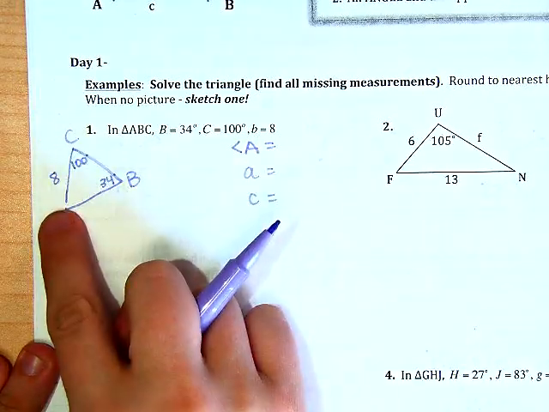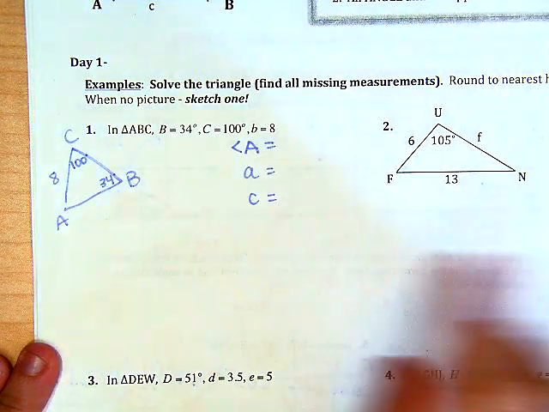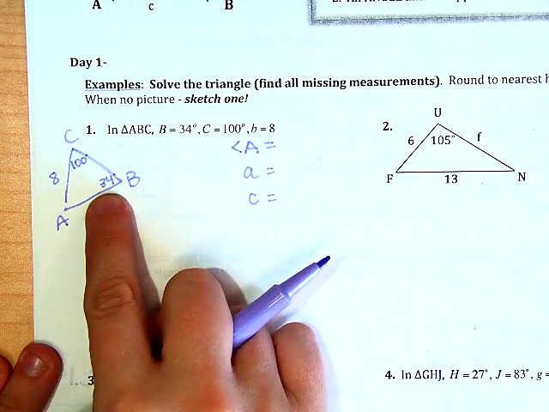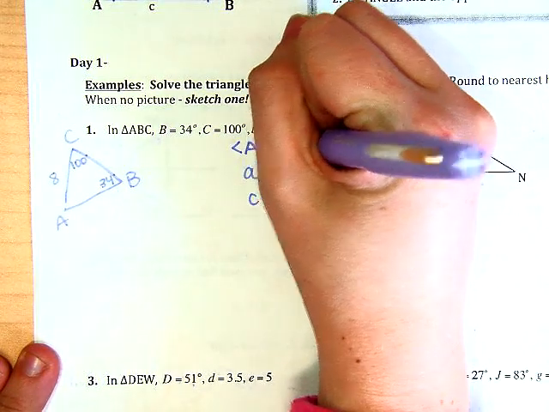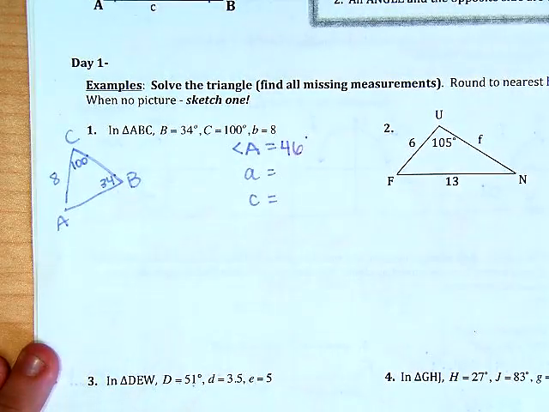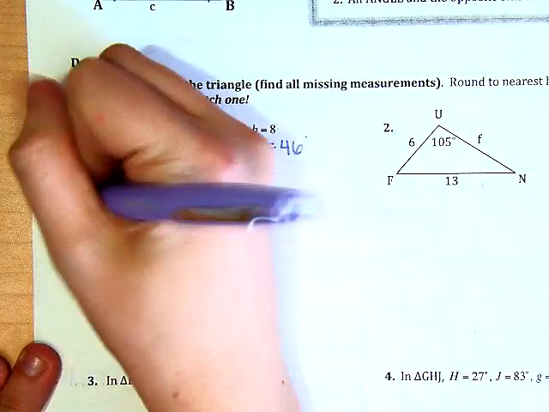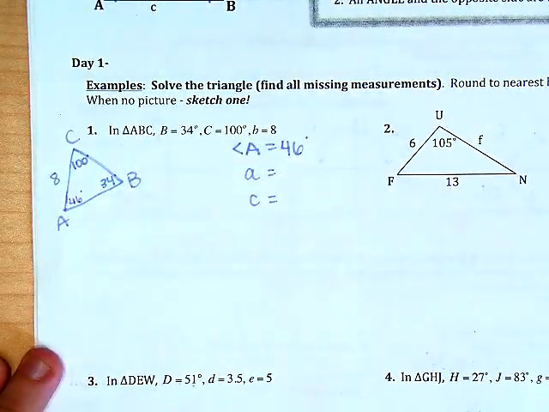The three angles in a triangle add up to 180. So I'm going to do 180 minus 100 minus 34 and get myself 46 degrees. I'm going to put that in my picture, 46. Then I'm going to set up my proportion.